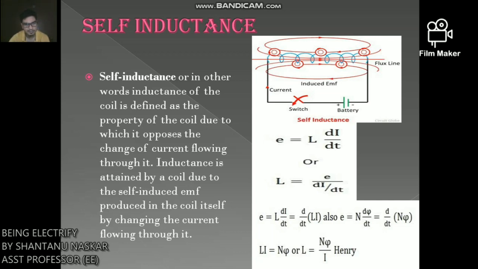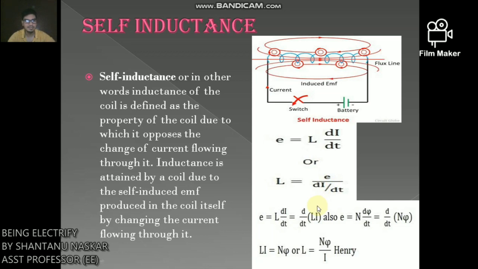This property of the coil only opposes the changing current, which means alternating current, and does not affect the steady current, that is direct current, when it flows through it. The unit of inductance is Henry, which is denoted by H. Now let us go through the expression of self-inductance.